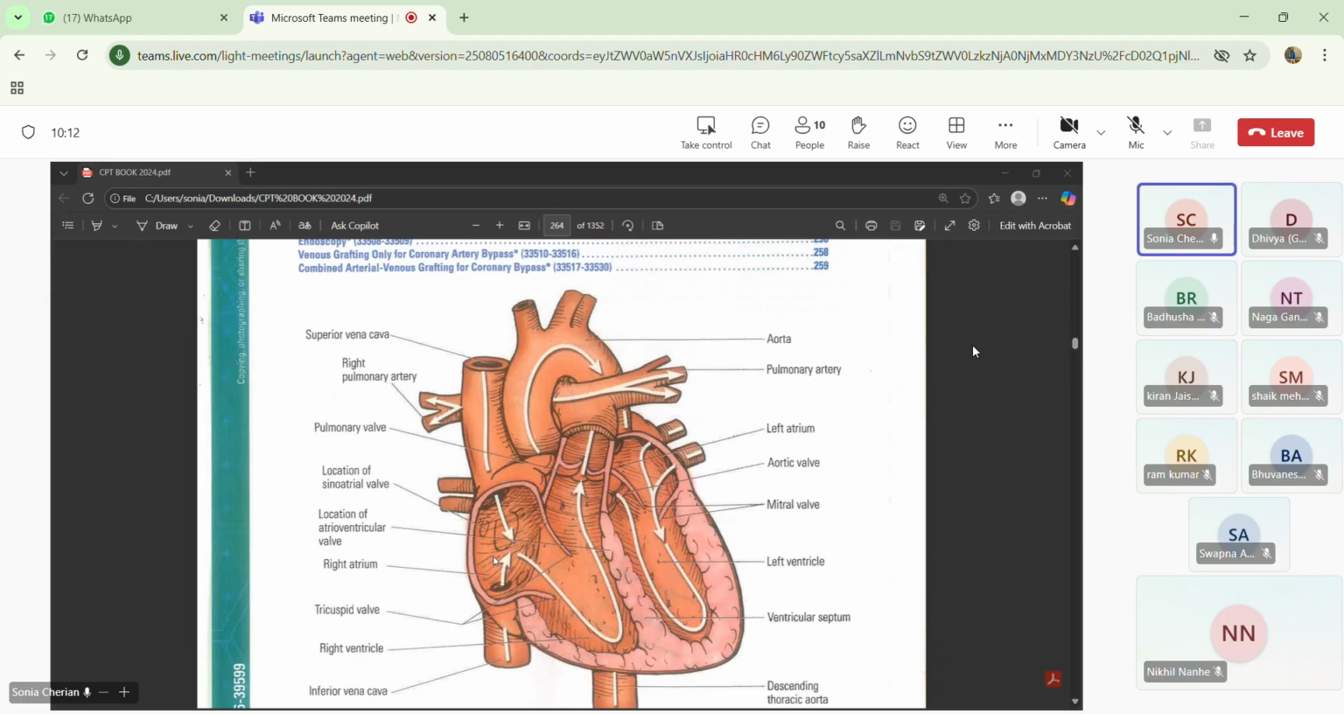We call it ischemia, the loss of blood supply to that particular area, which in turn will lead to a heart attack, or the patient might get angina, or we can call it myocardial infarction.